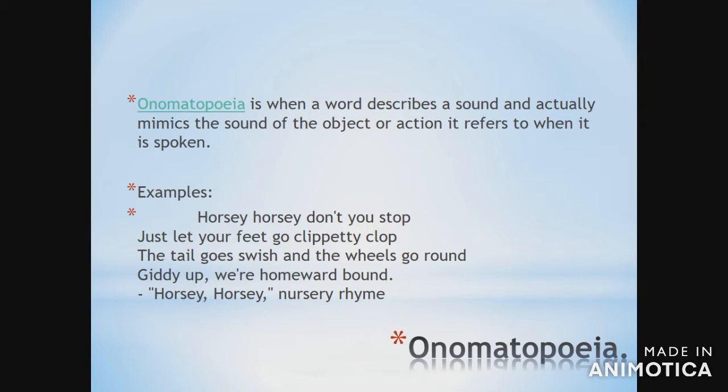So first, onomatopoeia. Onomatopoeia is when a word describes a sound and actually mimics the sound of the object or action it refers to when it is spoken. For example, not the example written there. First let me explain what is onomatopoeia. Onomatopoeia is a word that is telling us about a sound. For example, bang, boom, zip.